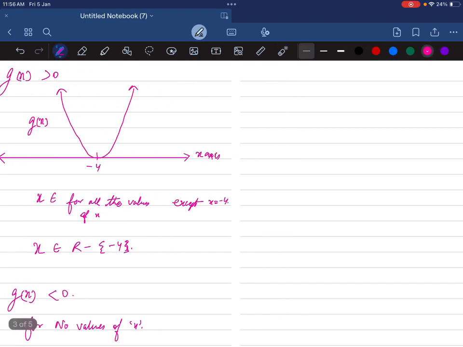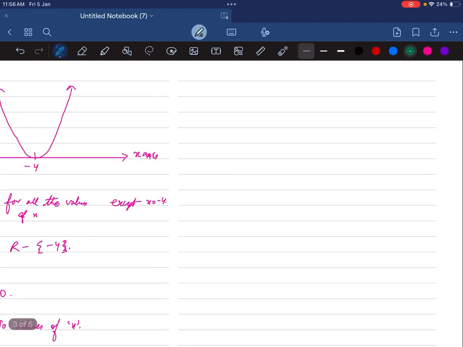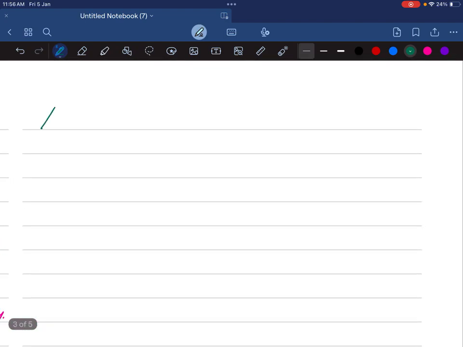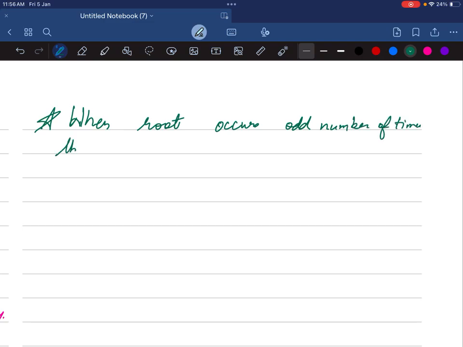So let's write down the two main points we got from this discussion. When a root occurs an odd number of times, then the sign of the graph changes across the root.